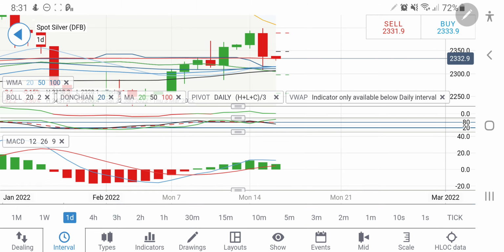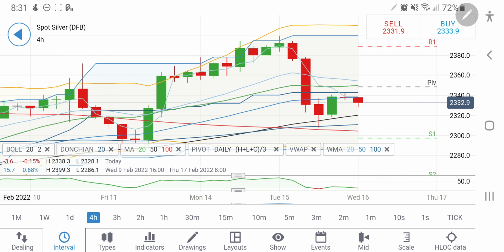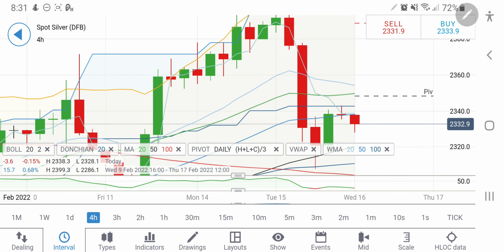RSI is not showing any signs of stress. Now look at the 4-hour charts. On the 4-hour charts, you can find that previously it has seen consistently higher highs. The pivot is at around 2350. So if you see it breaking 2350, also the 20 period moving average is here at 2350.